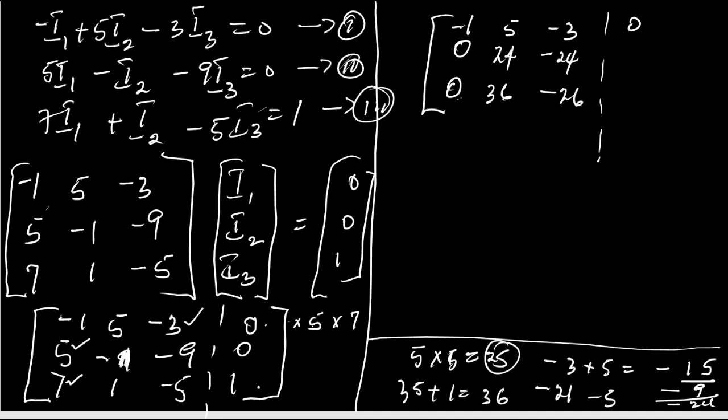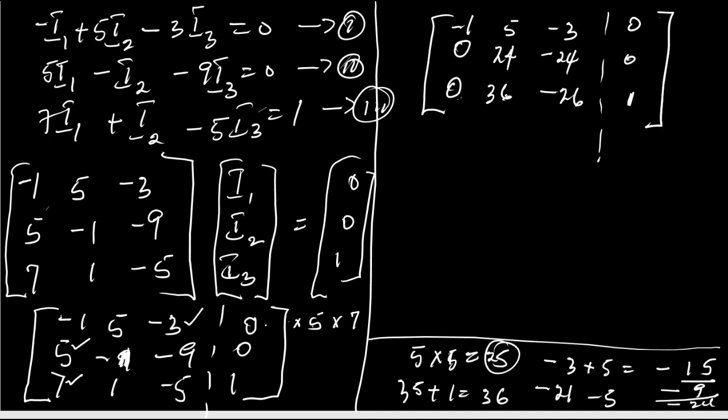7 times 0, that's 0, plus 1. Here I'll have 1, obviously. Then I can close my augmented matrix. Here I still have 0. I can close my augmented matrix.